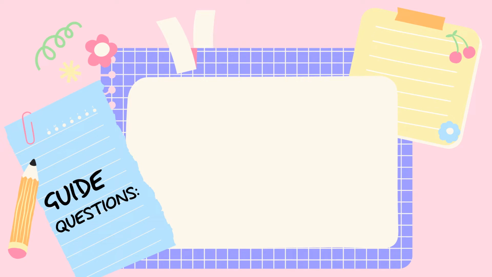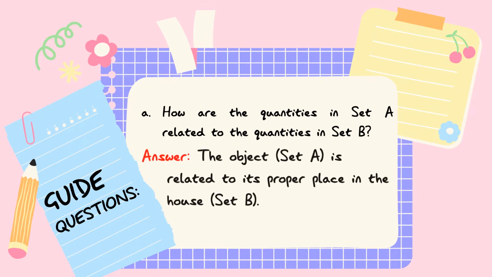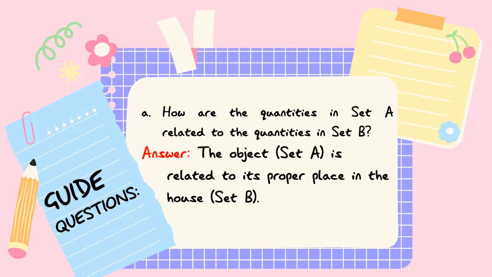So let's have some guide questions again. How are the quantities in set A related to the quantities in set B? Do you have any idea? Great! The objects in set A are related to their proper place in the house in set B. Very good, student.